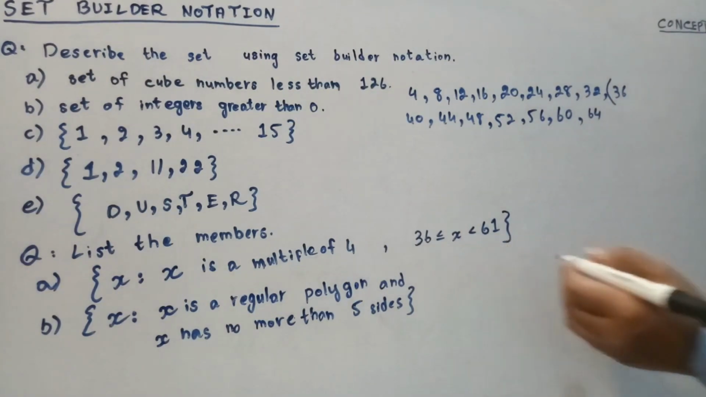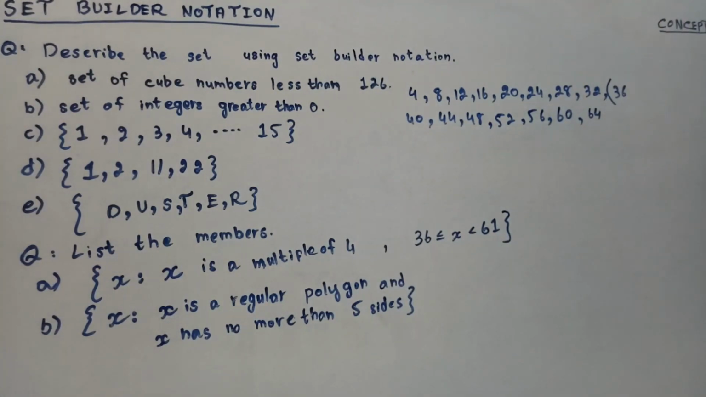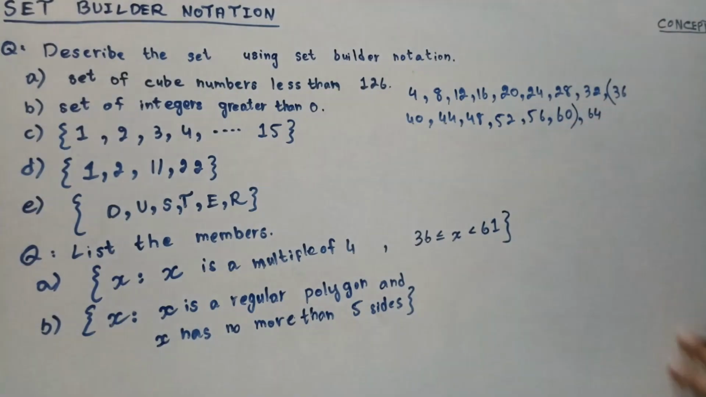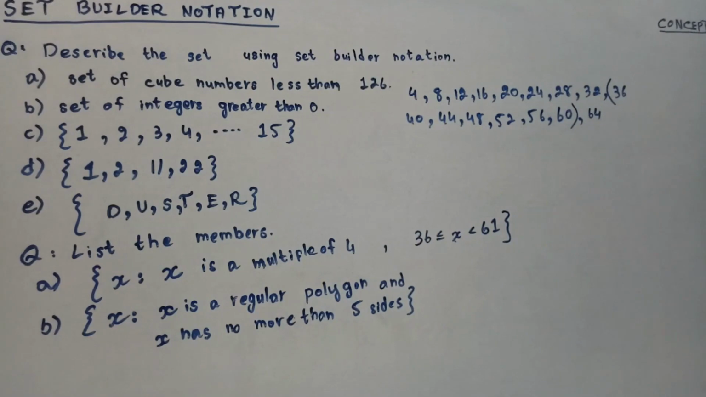And here the last limit is also given to us. It is said that the element should be less than 61. Less than 61 means 61 is not included in this, so the last number should be 60 if it is a multiple. So here you can see 60 is a multiple. The last element is 60, because it is said that the element should be less than 61.